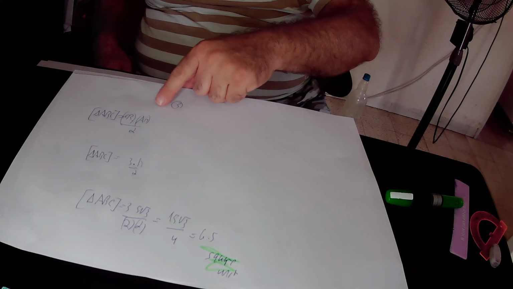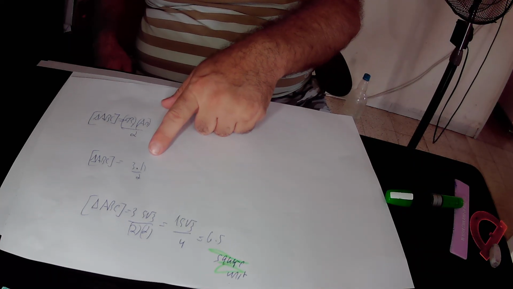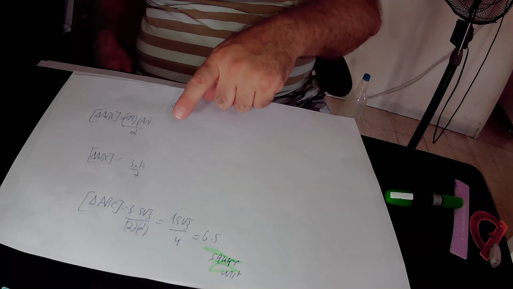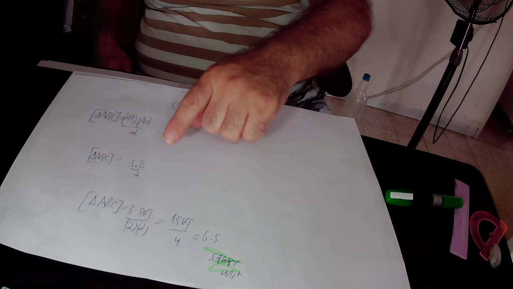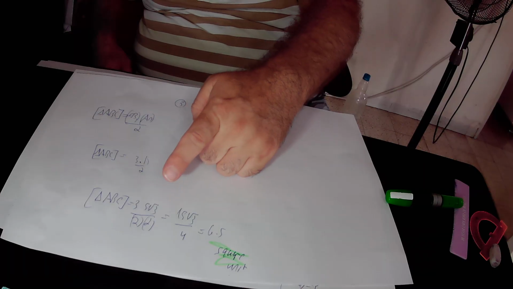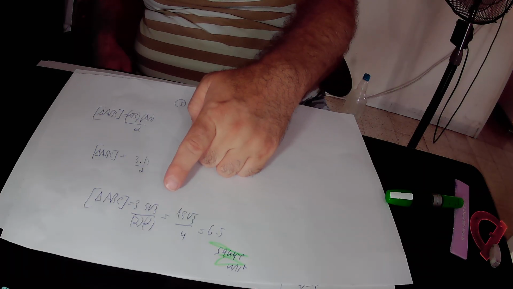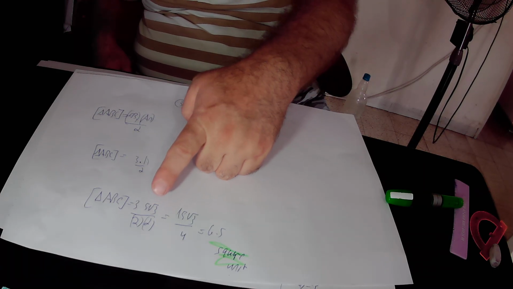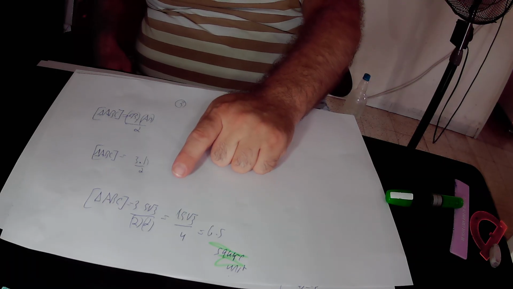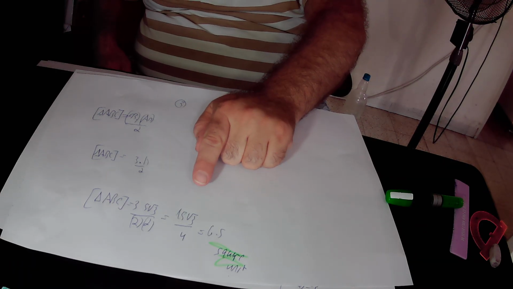CB is 3, AO is the height, which is 5 times square root of 3 over 2. So the area of triangle ABC in total must be equal to CB, that is 3, times the height, that is 5 times square root of 3 over 2, divided by 2. So in total, the area of triangle ABC must be equal to 5 times 3, that is 15.